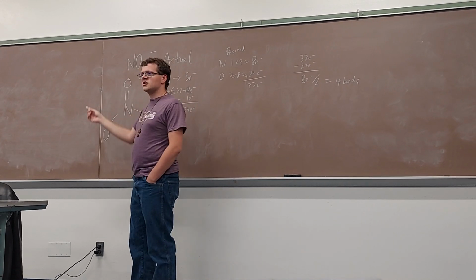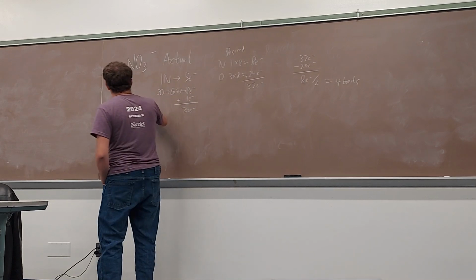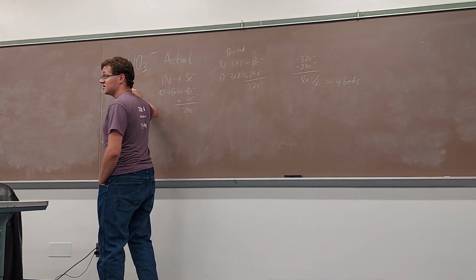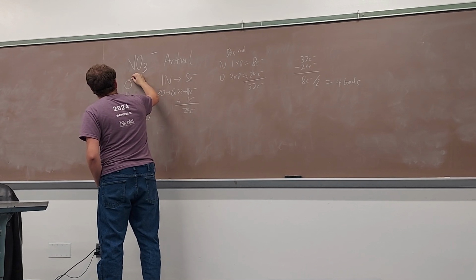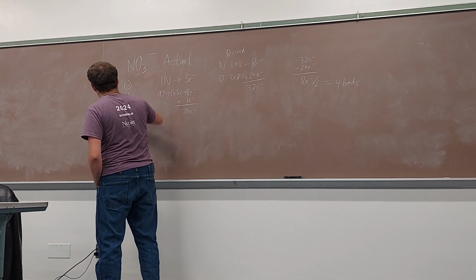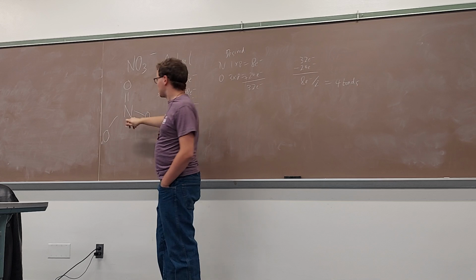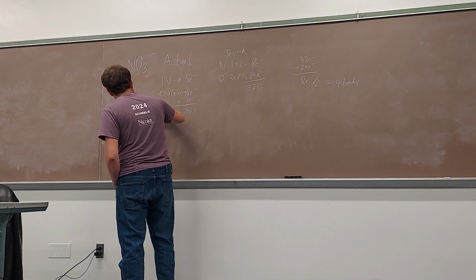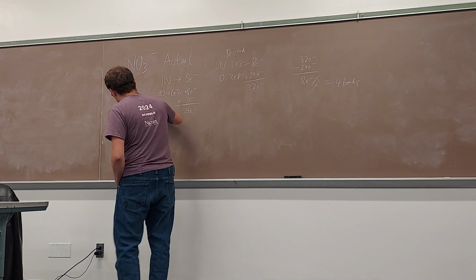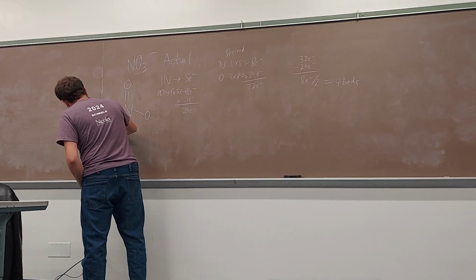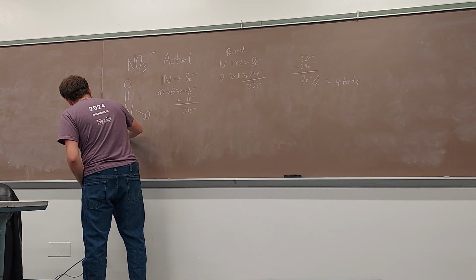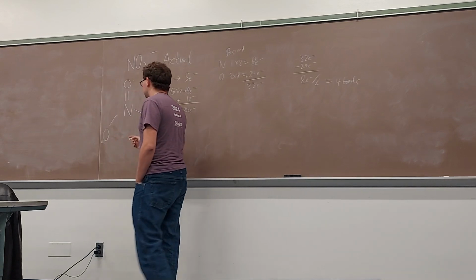Because remember, everything here needs to have an octet. This currently has 4 electrons on it, because each bond is 2, right? So we need to give this 2 lone pairs. This already has 4 bonds. It's good, right? And then we need to give this oxygen 3 lone pairs, and we need to give this oxygen 3 lone pairs. Now, you might think this structure's done.